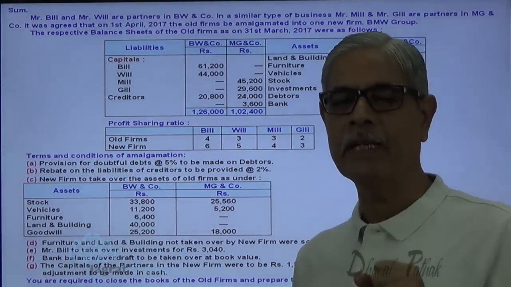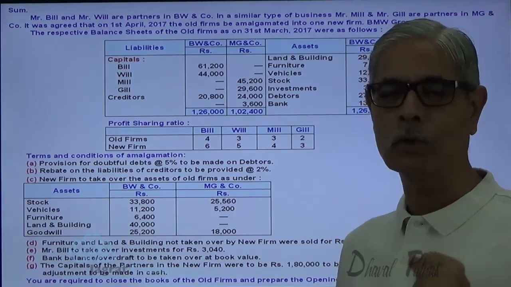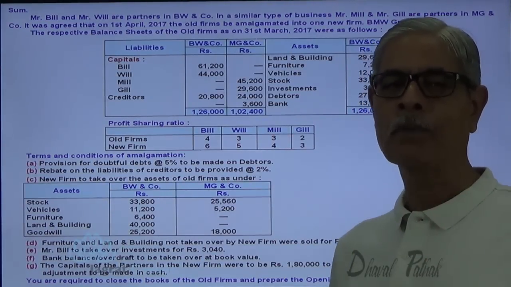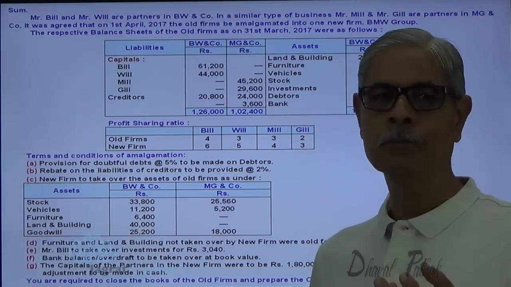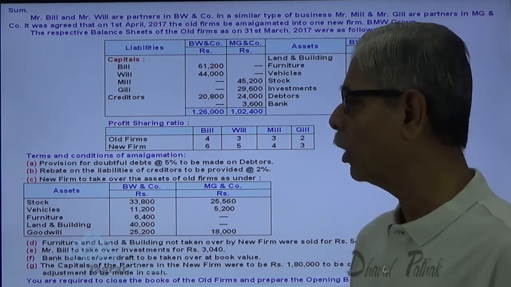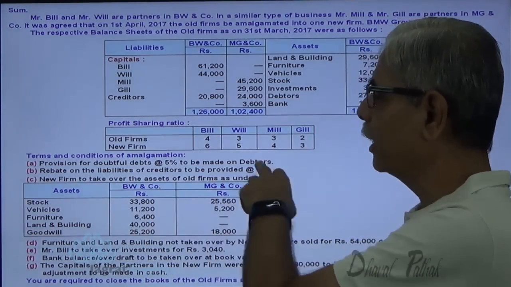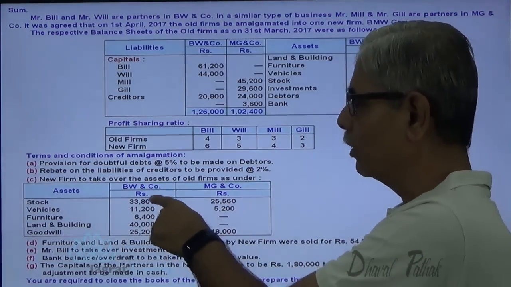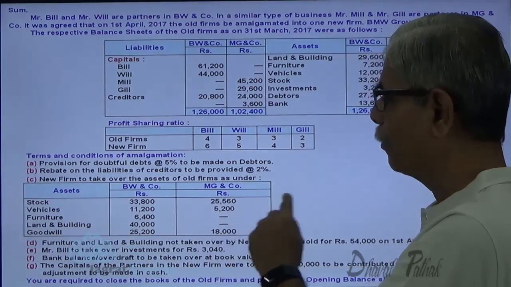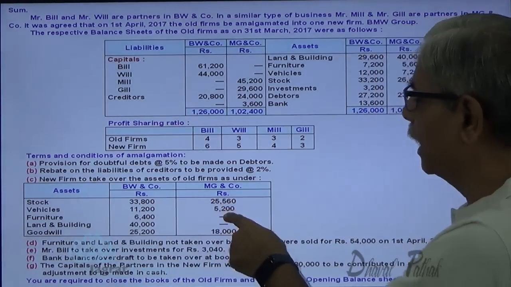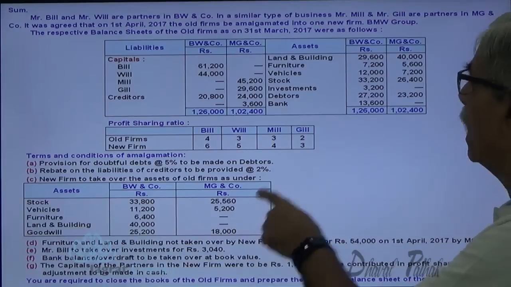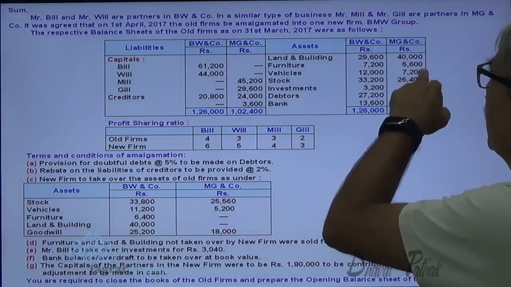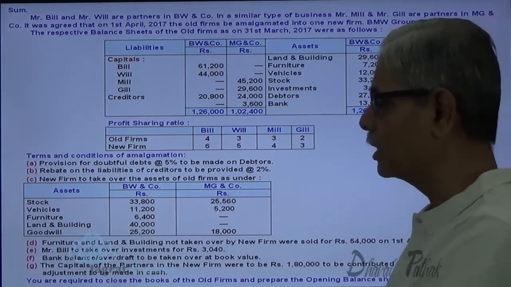So liability is to be taken at 2% less value, because in the new firm we shall earn the discount on payment to creditors. The new firm takes over the assets of the old firm as under: stock, vehicle, furniture, land and building. But notice that furniture and land and building of MG Limited are not purchased. So this 40,000 and 5,600 are not purchased.